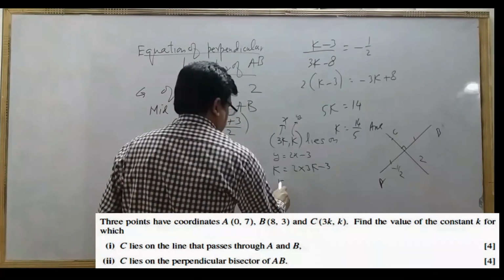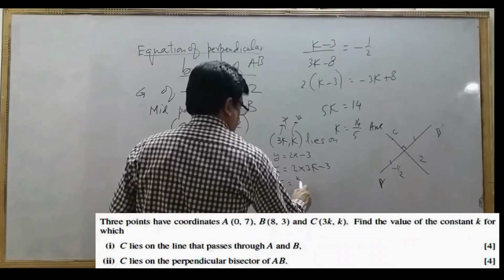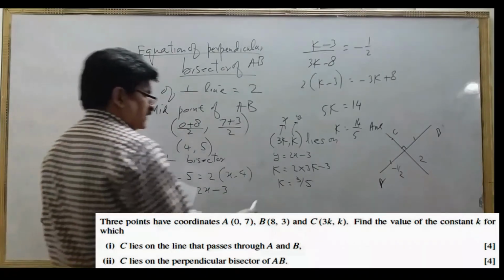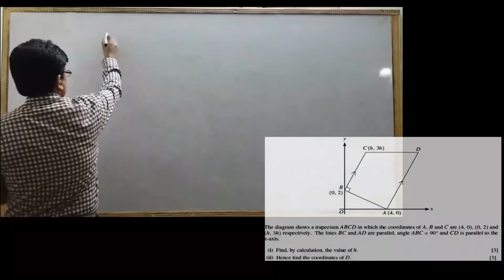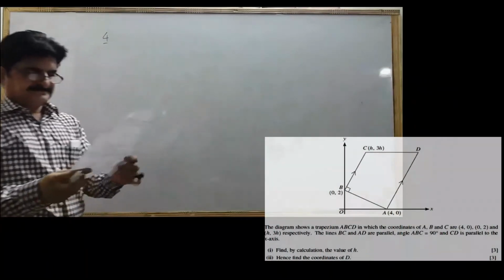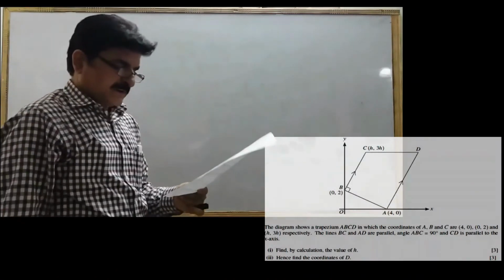So k is equal to 3 by 5, or you can write this answer as 0.6. Then we have question number 4. Now see that in this diagram, which is a trapezium, how will you use coordinate geometry?